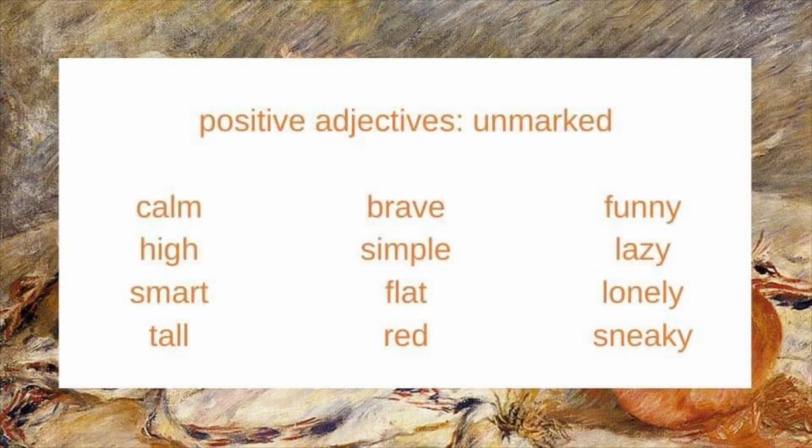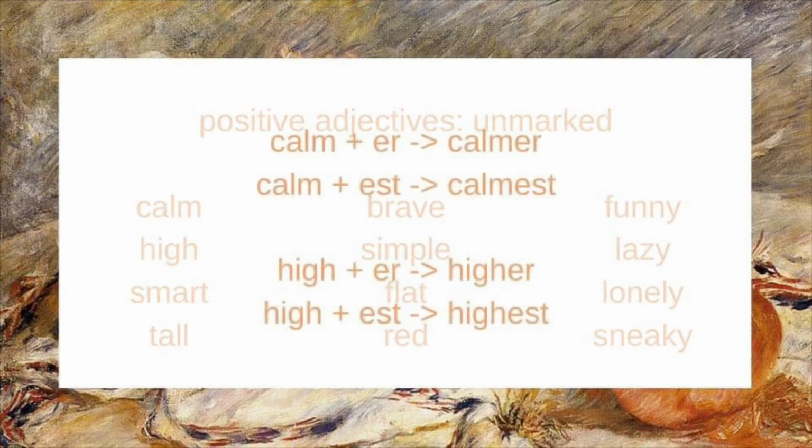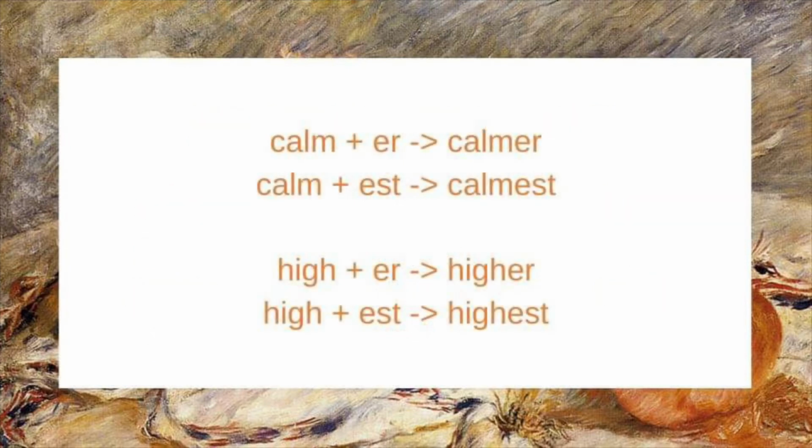Positive adjectives are unmarked. Markedness refers to the state in which one form is more distinctly identified, marked, in comparison to another, unmarked form. The adjective that you find in the dictionary is the positive form. To form the comparative and superlative of most one-syllable adjectives, put an er or est suffix on the end of the adjective. Calm, calmer, calmest.